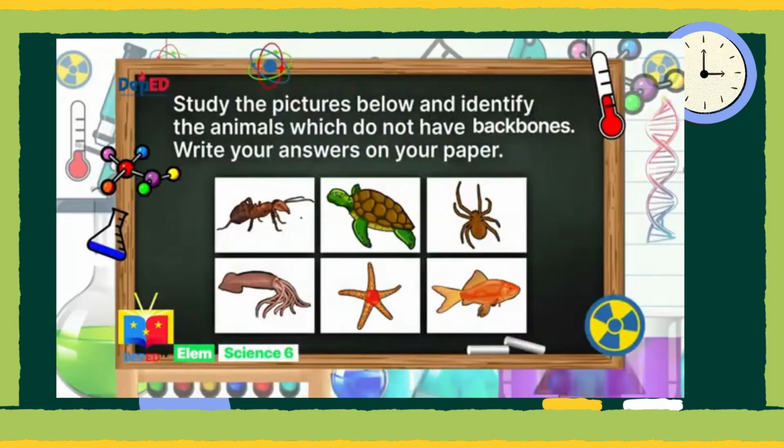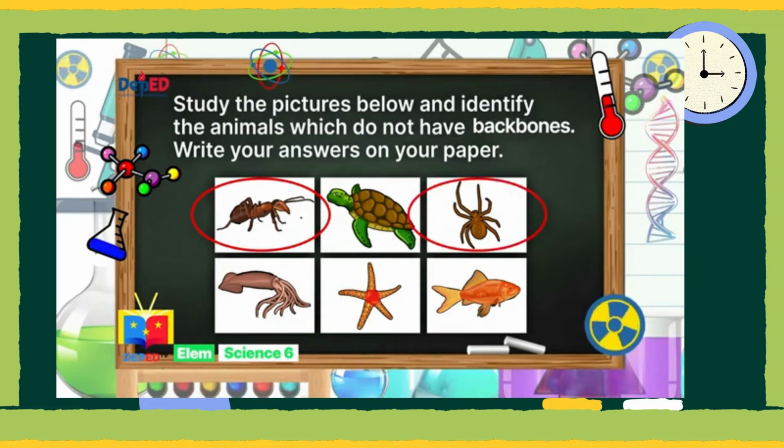Are you done, science-minded learners? Now, let's check your answers. In the first row, the animals are ant, turtle, and spider. The animals without a backbone, or invertebrates, are ant and spider. In the second row, the animals are squid, starfish, and fish. The animals without a backbone are squid and starfish.